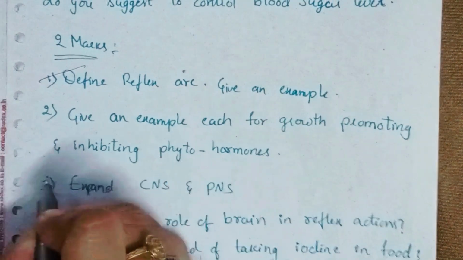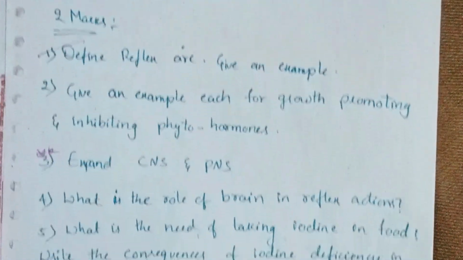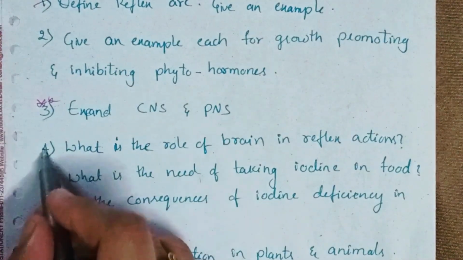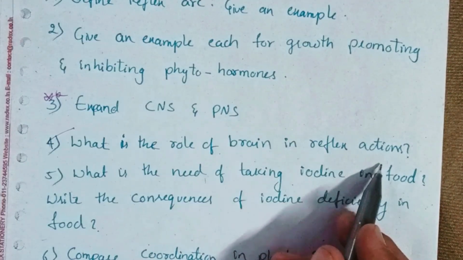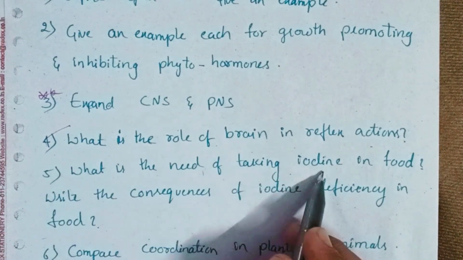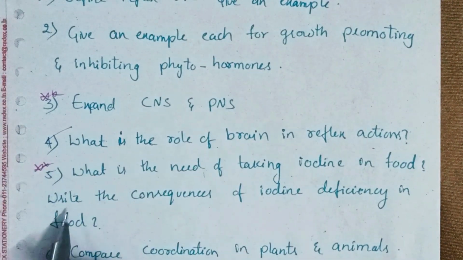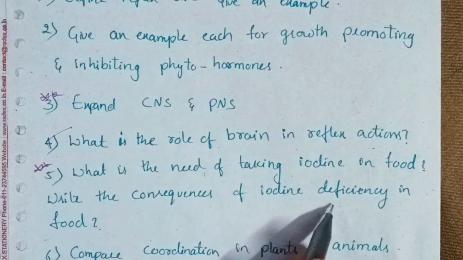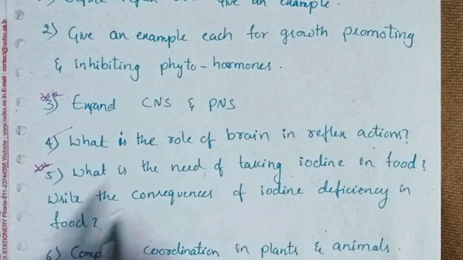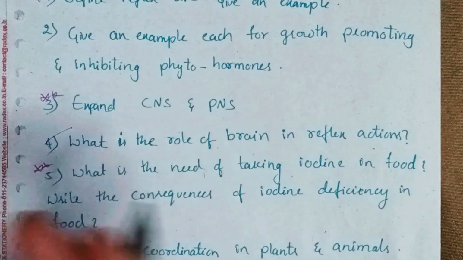Next, second one, give an example each for growth promoting and inhibiting phytohormones. Next, third one, expand CNS and PNS. Next, fourth one, what is the role of the brain in reflex actions? Next, fifth one, what is the need of taking iodine in food? Write the consequences of iodine deficiency in food. If you don't take iodine in food, what are the drawbacks? You need to explain it.